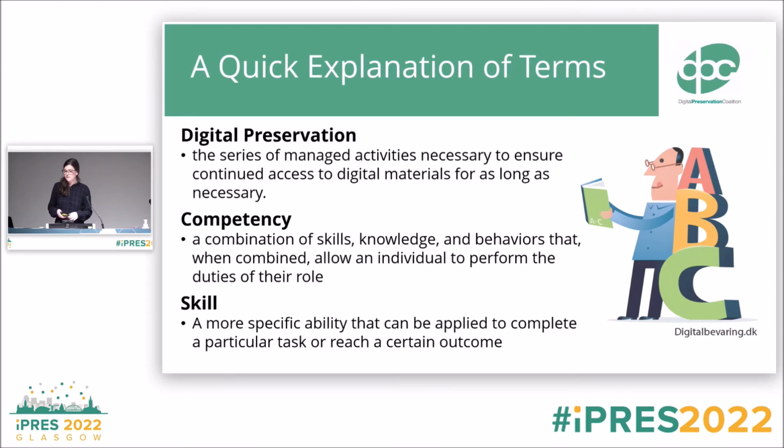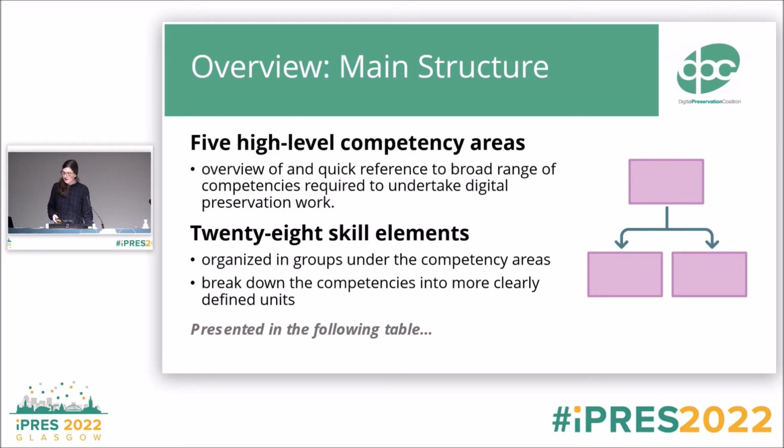And so competency is something that we're approaching more broadly. That's the combination of skills, knowledge, and behaviors that, when they're combined, allow an individual to perform the duties of their role. And skill, we're talking more specifically about ability that can be applied to complete a particular task or reach a certain outcome. So in short, having a competency in a particular area is achieved through gaining and being able to apply related skills and knowledge. Now that that's sorted, it's time to actually talk about the framework.